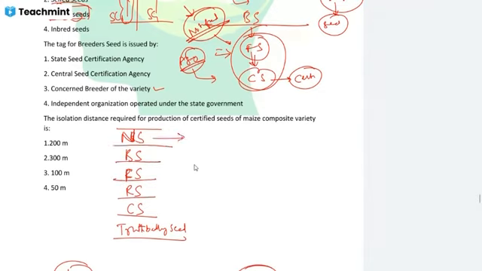What is the tag color for nucleus seed? Yes, it doesn't have a color. Okay. Why doesn't it have any tag? Why is this tag concept not there in nucleus seed?